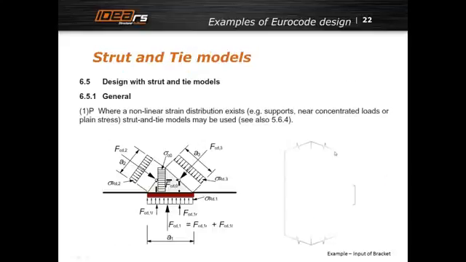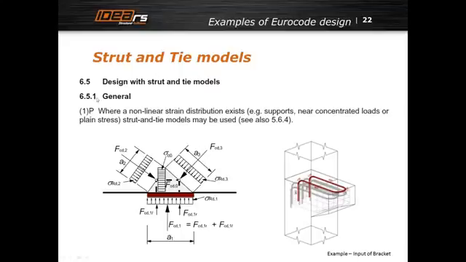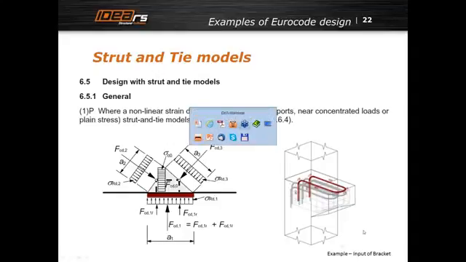Another difference is the Strut and tie model. Eurocode, in provision 6.5.1, says that in discontinuity areas you should use Strut and tie models to verify these details. This is just an illustrative picture from Eurocode, and this is one of our applications for details. This is a bracket, or corbel if you want, and I want to show you this briefly again in our cloud system.